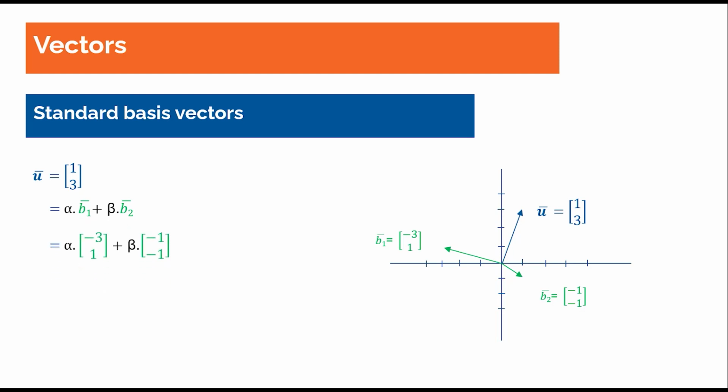Here the problem is finding alpha and beta. To find them, we need to solve a system of linear equations, which we will cover later. But after solving the system, it turns out that alpha is 1/2 and beta is 5/2. You can see that this computation isn't that easy, especially in higher dimensions.